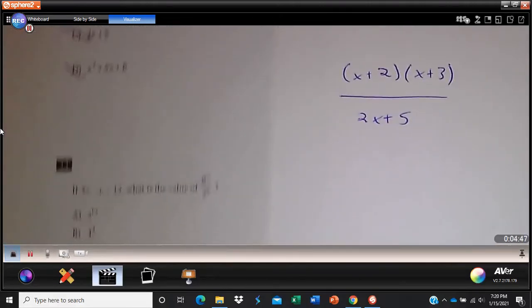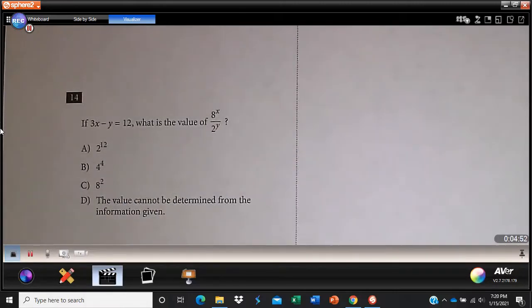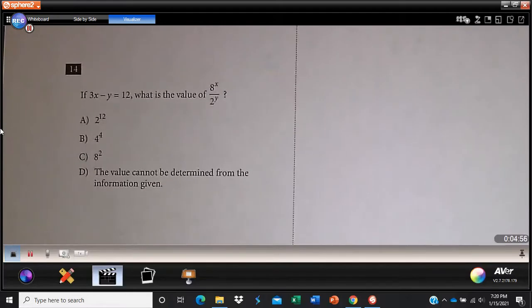So let's just move on to 14 at this point. This is actually one of my favorite questions of all time. Extremely complicated, though, or confusing, if you don't remember your exponential algebra. So let's just read this.